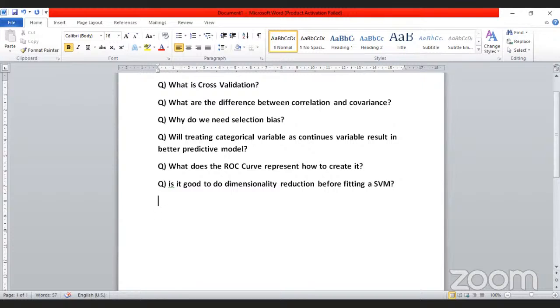Okay. Next question is: what is the importance of dimensionality reduction? Okay, just now we have seen whether it is good for SVM or not. So if I ask you the importance of dimensionality reduction, I am expecting some answers from you in the chat window. Till then, I will write down the question.